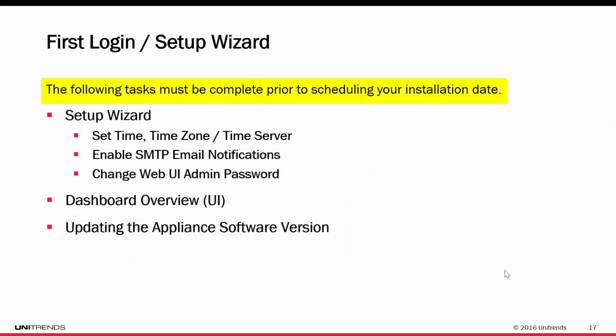The following tasks must be completed prior to scheduling your installation date. In the Setup Wizard, it's going to help you set the time zone, and you can point to a time server internally if you have one. The Setup Wizard's also going to help you enable SMTP email notifications. If you need to get out those email reports for failures and job schedules and summaries, you want those to go out right away, you want to make sure you enable that through the Wizard.